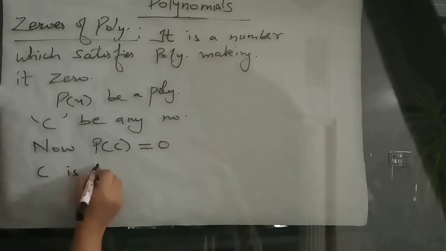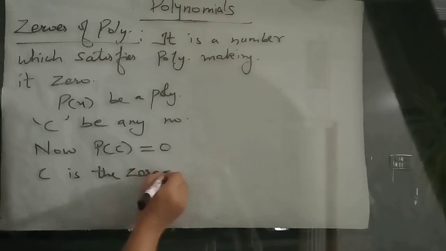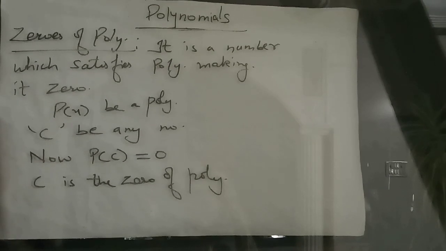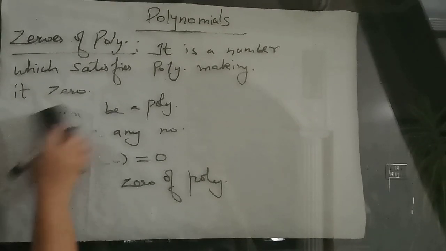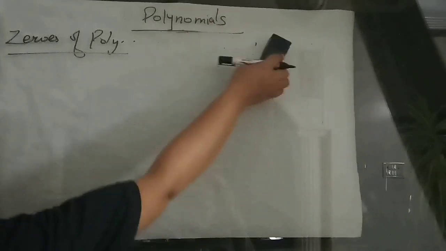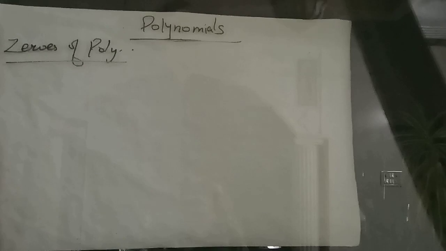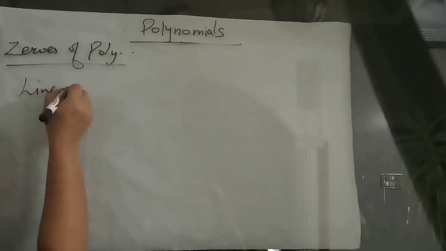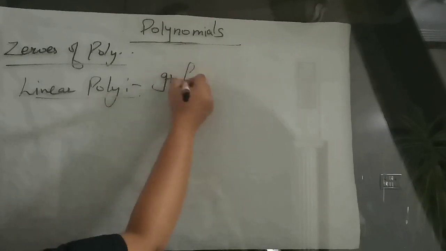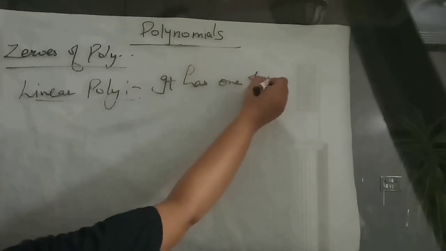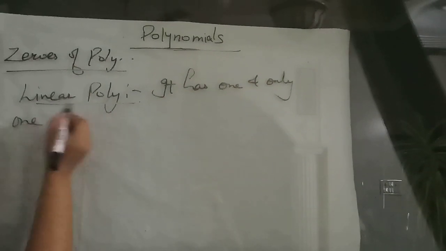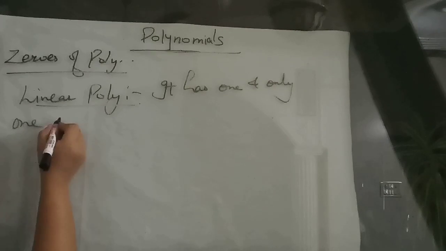c is the zero of the polynomial. Now, we will study how the zeros of the polynomial are linked with different polynomials, with their degrees. Let us take a linear polynomial. It has one and only one zero. As it is a linear polynomial, its degree is 1, so it has one and only one zero.